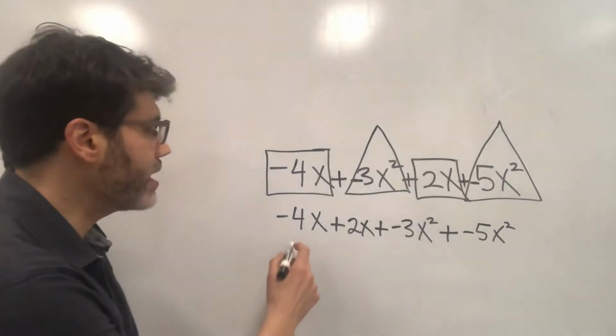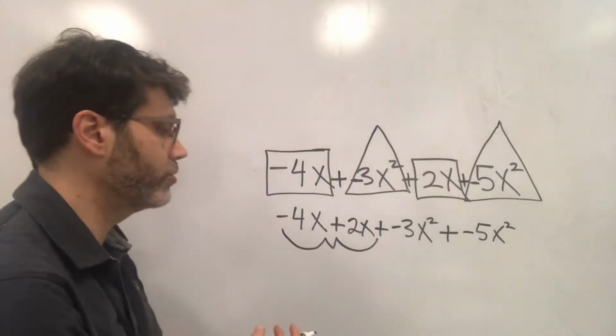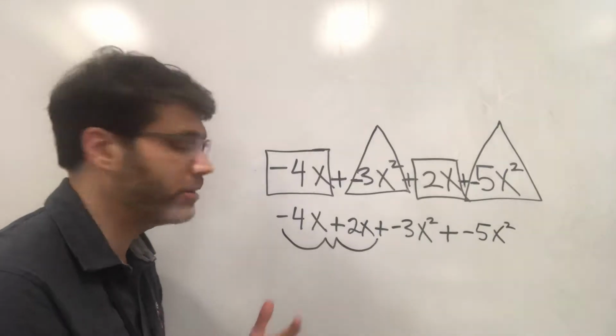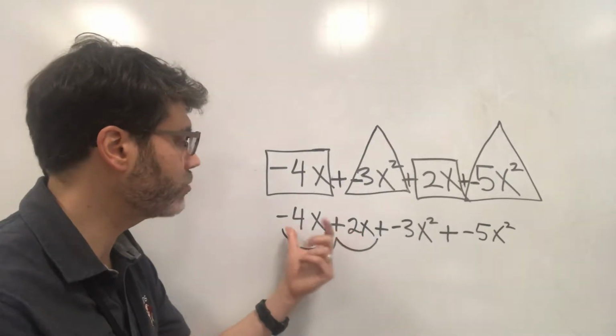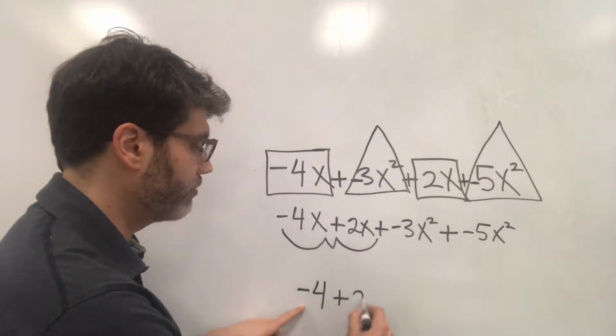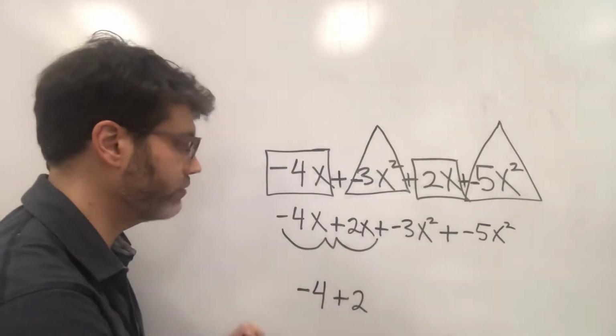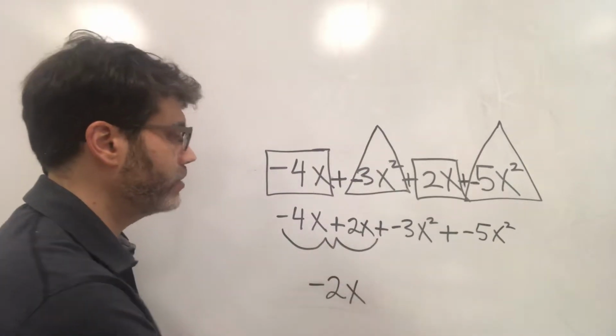Okay, so now the reason why I did that is because it's easier visually for us to be less error prone. And I see now, oh, it's negative 4x plus 2x, which is the integer that is involved here is negative 4 plus 2. Negative 4 plus 2 is negative 2. Great. And we've got negative 2x.